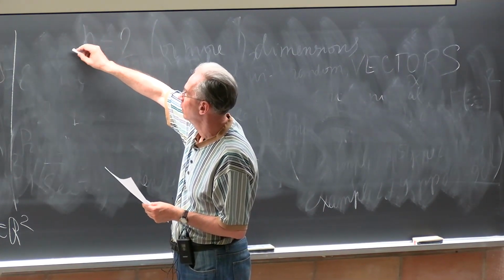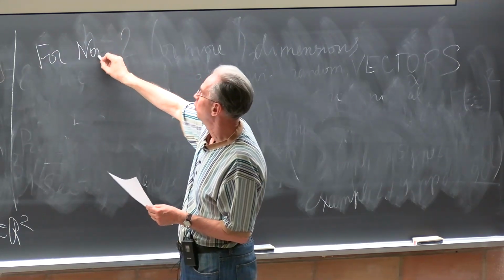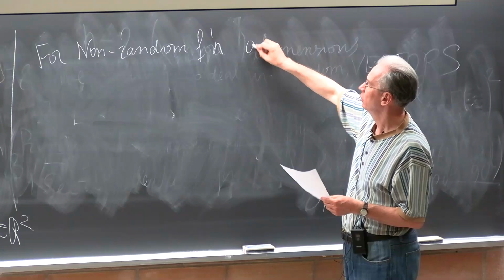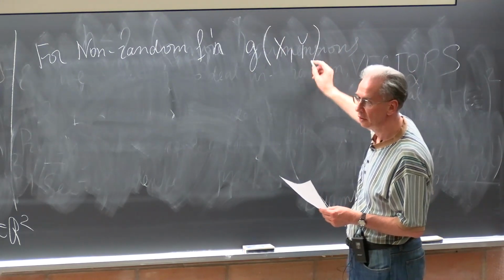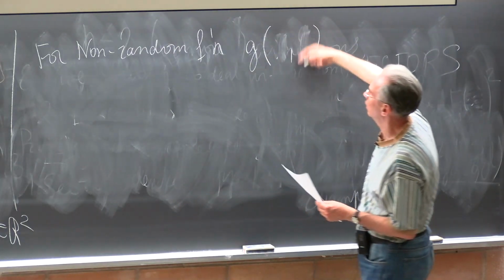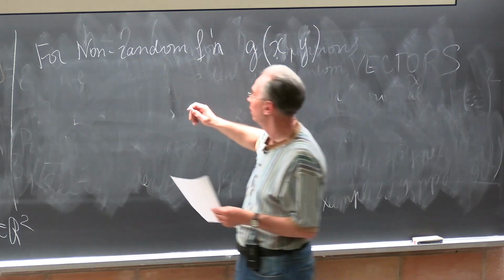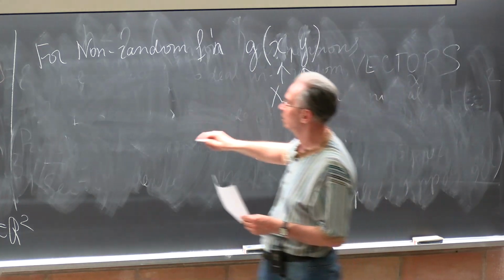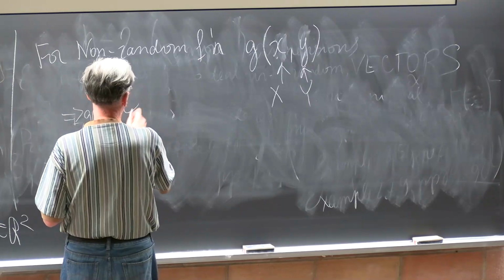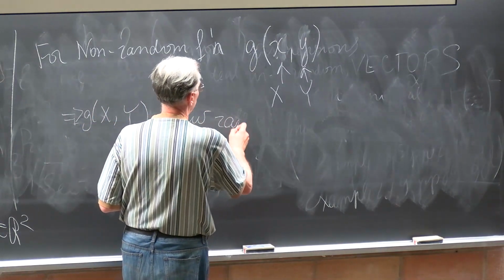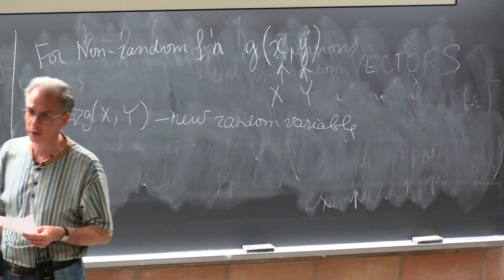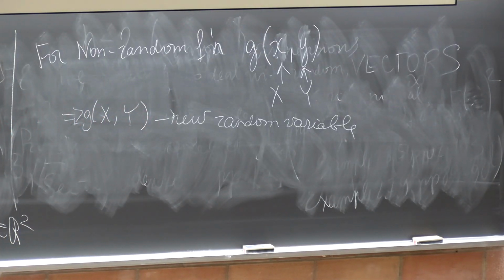And then you consider a non-random function, say little g of x, y, and actually it could be a non-random function of arguments little x and little y, and then you plug in capital X for little x, capital Y for little y, and then g of capital X, capital Y is a new random variable.